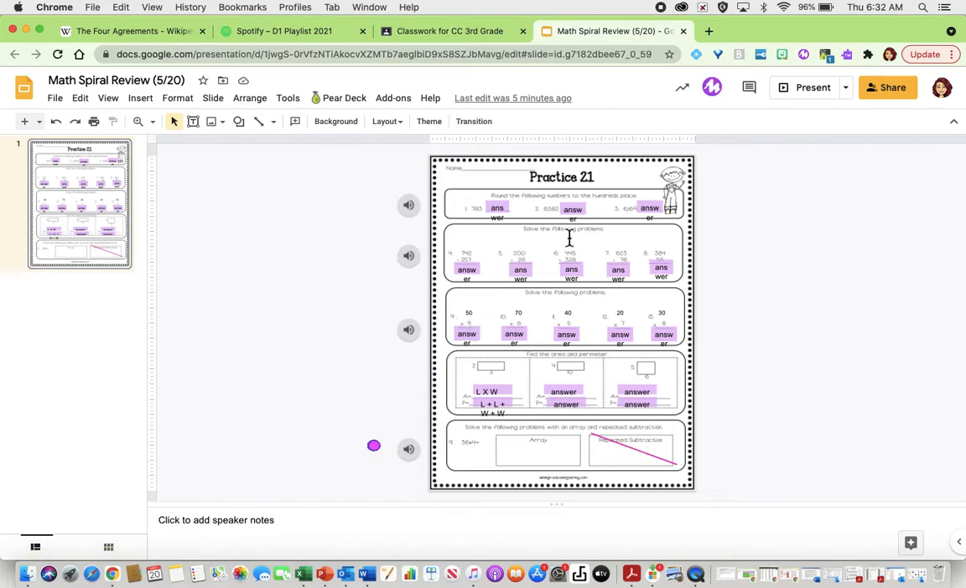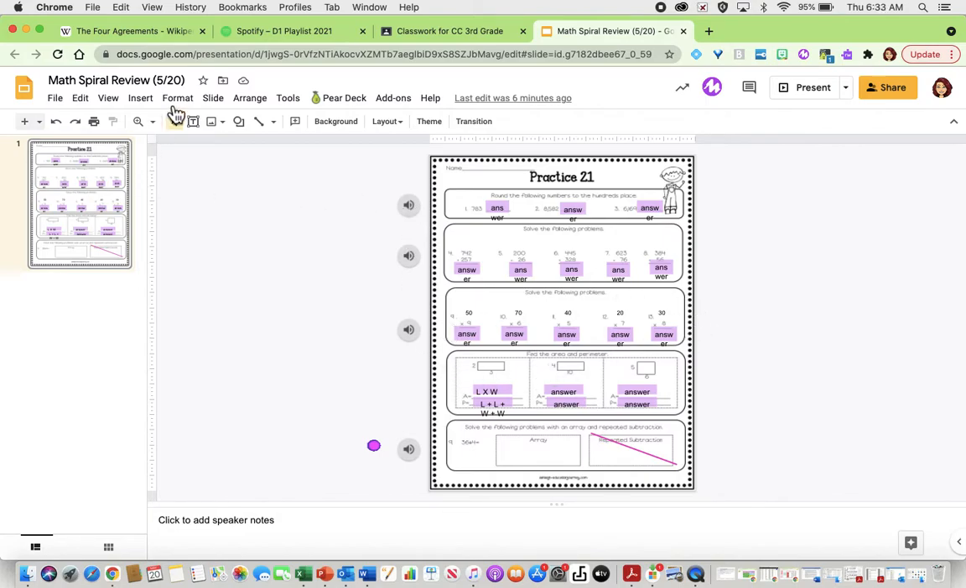regrouping. Remember, if we have 0 pizzas, we cannot give away 6. We need to go next door to the other pizza place. And if that pizza place doesn't have it, then we need to go next door to the next pizza place. And so just please keep that in mind. We are regrouping. If the number on top is smaller than the number on bottom, you must regroup. All right. Then we have numbers 9 through 13. You're just going to be multiplying.